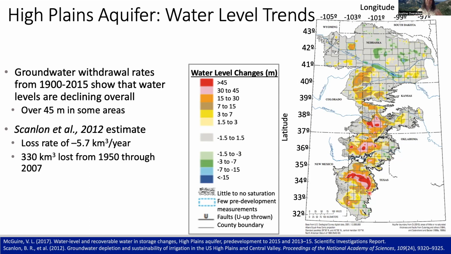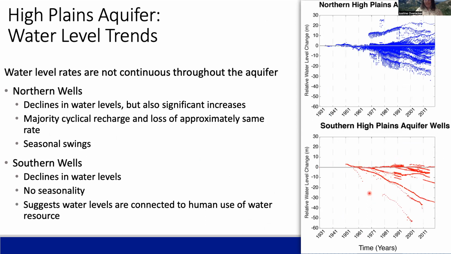Furthermore, a paper by Scanlon et al. estimated the water volume loss in the High Plains Aquifer at a rate of around 5.7 cubic kilometers lost per year. And from 1950 through 2007, they estimated 330 cubic kilometers of water had been lost. So it's a lot of water being depleted from the aquifer.